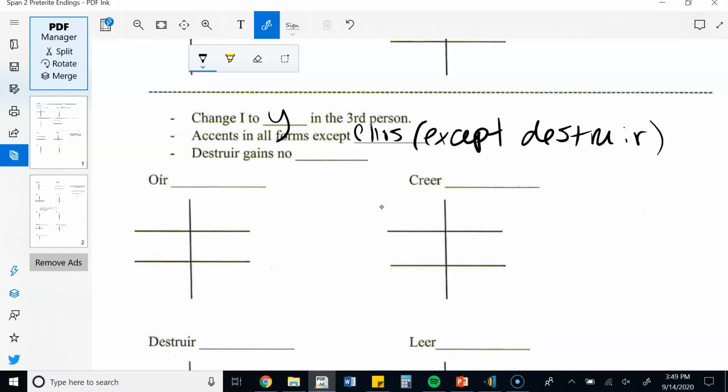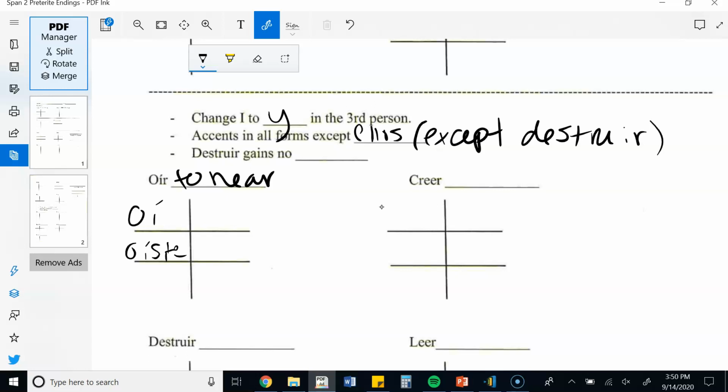So let's see how it works. Oír means to hear. Let's write the definition first. To hear. Now, it only changes in the third person. That means the él and the ellos form. So in the yo, it's just a regular preterite ending. Oí. Oíste. Now, why did I put an accent on that one? Because there's accents in all forms except for that ellos.